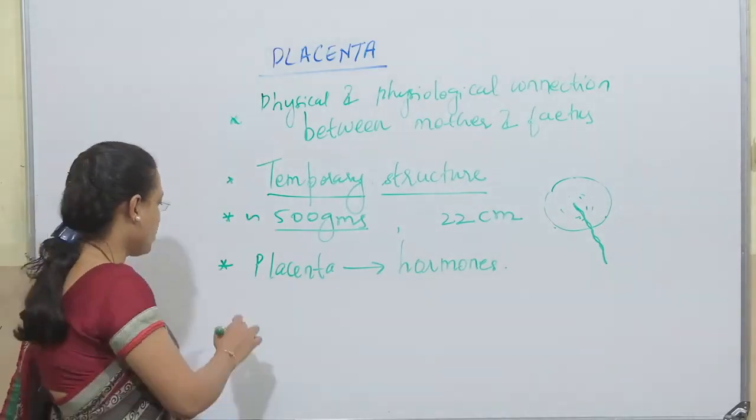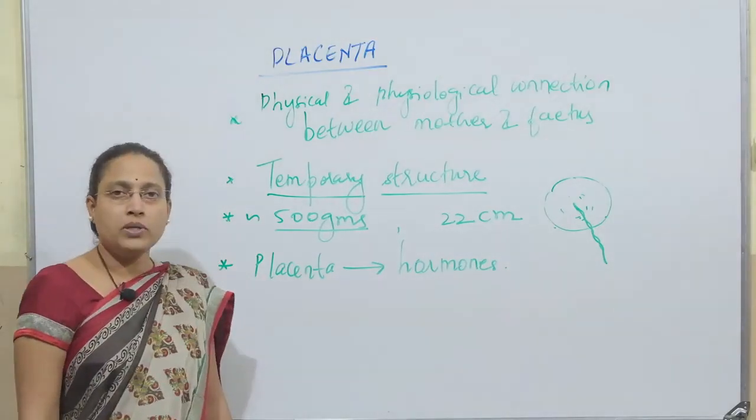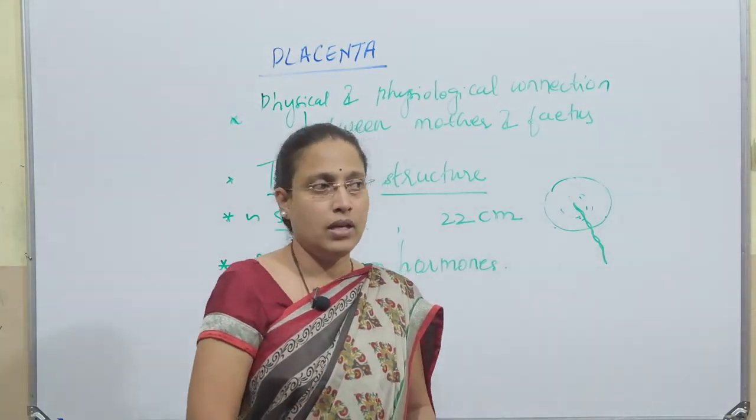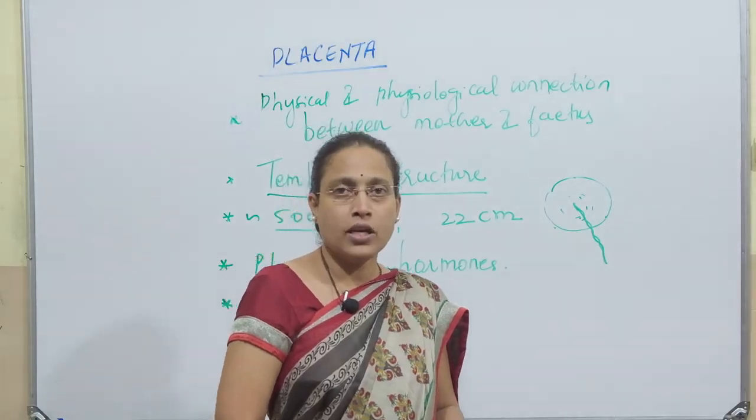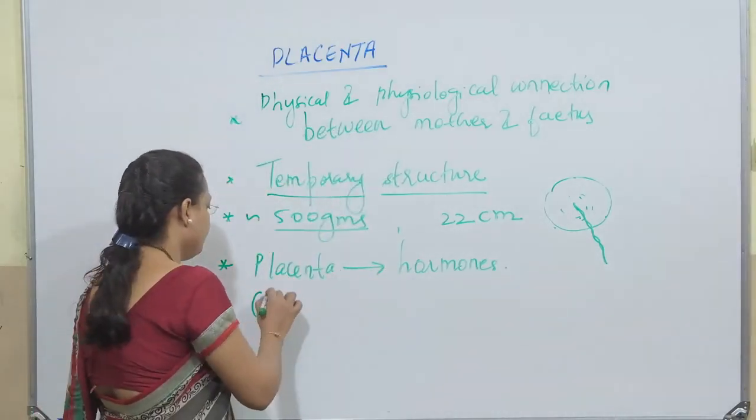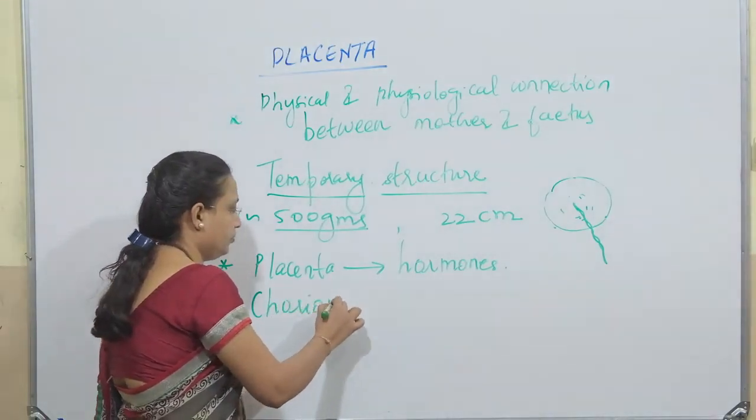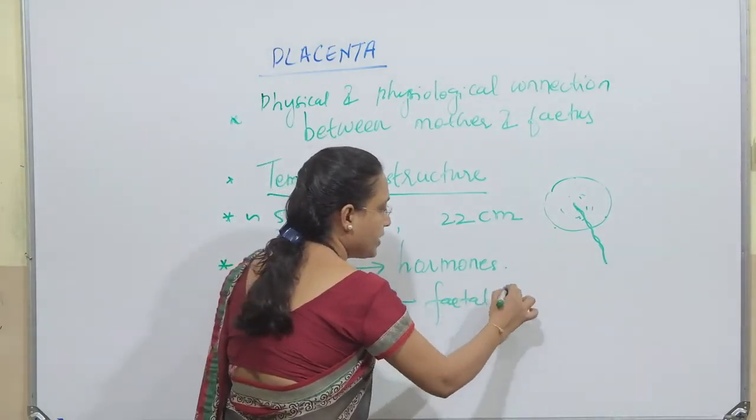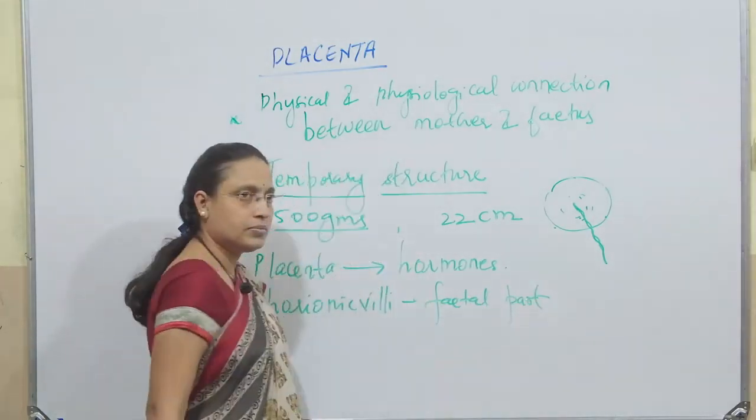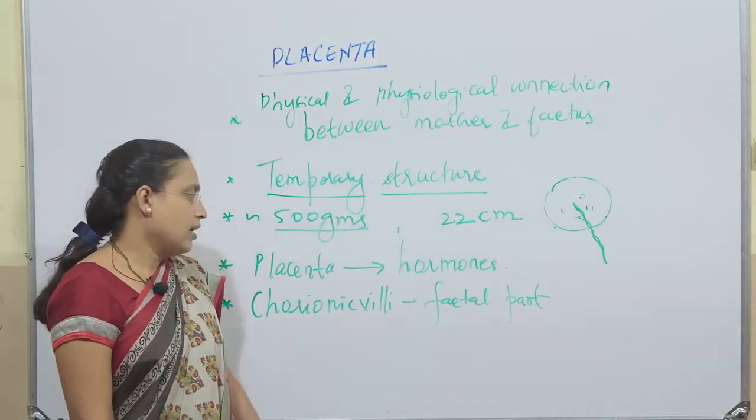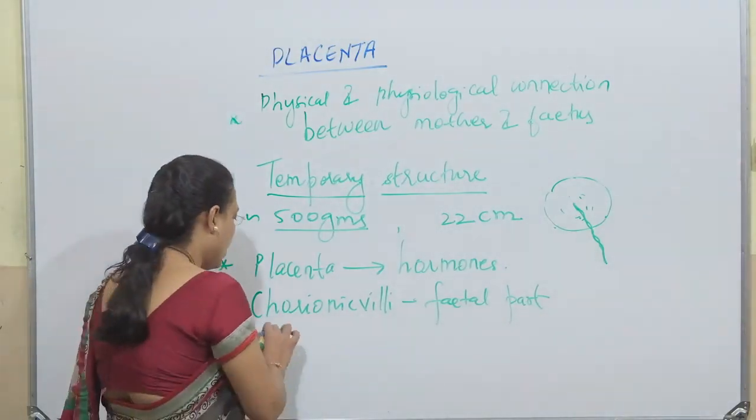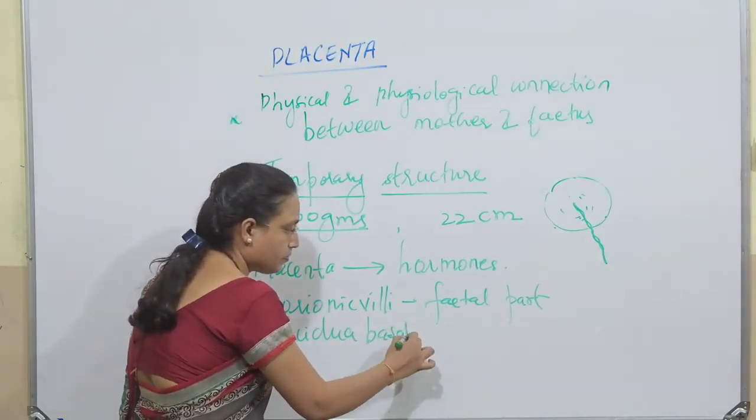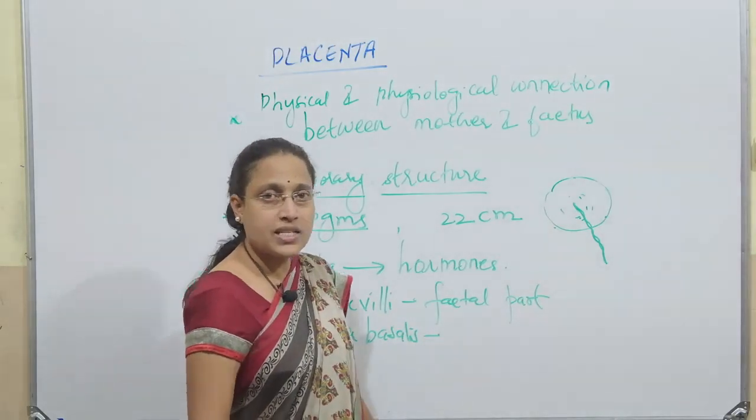How is it formed? Placenta is formed by contribution of both the fetal part as well as the maternal part. The fetal part will be called chorionic villi, which is nothing but the fetal part of the placenta, whereas the maternal part will be decidua basalis. This is called the maternal part.